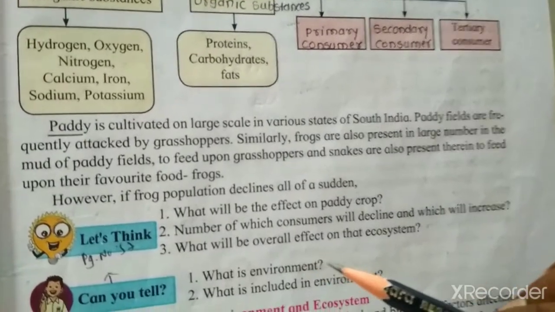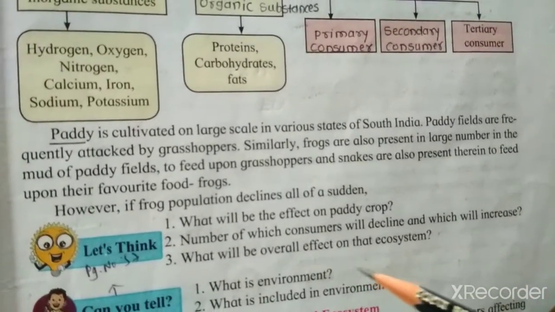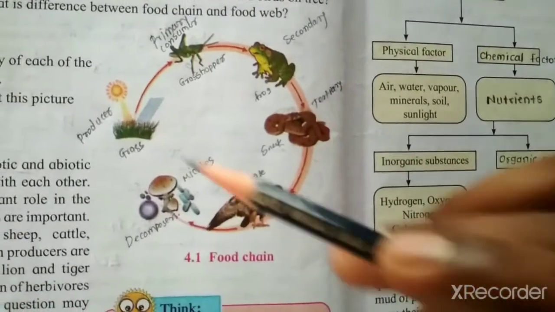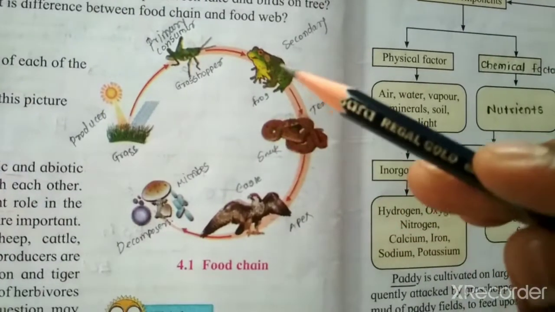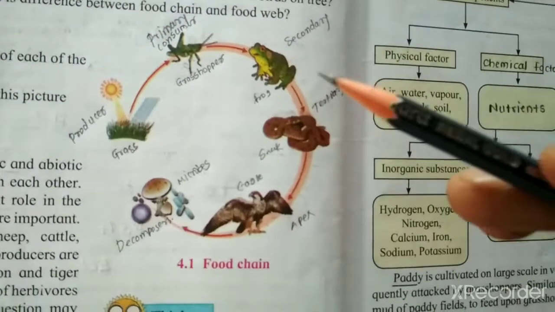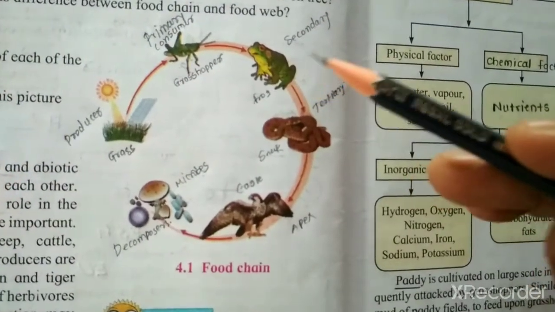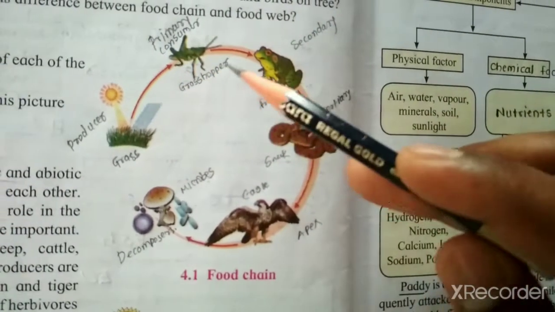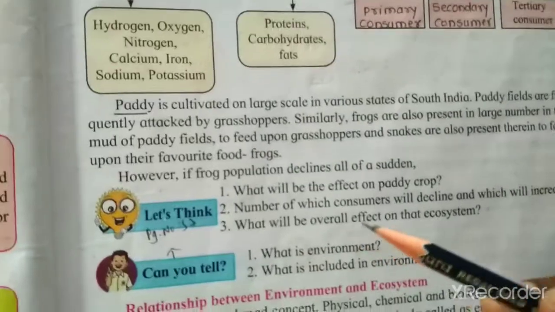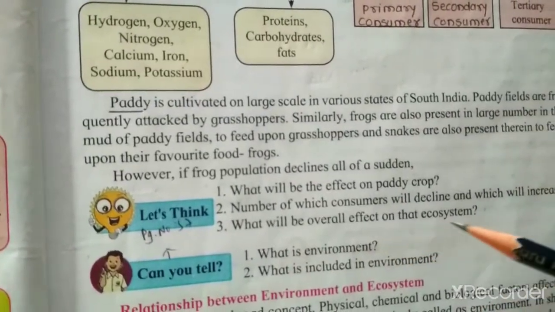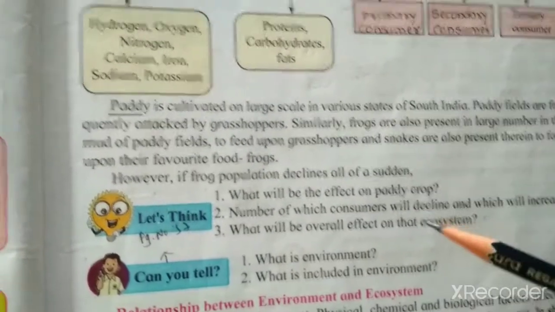Here the natural balance of the ecosystem will be disturbed. We have already studied the food chain. Each part of the food chain depends on the other. Secondary consumer depends on primary consumer, which depends on the producer. So the natural balance of the ecosystem will be disturbed.